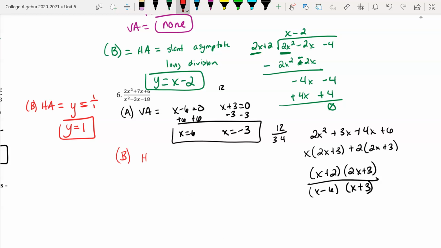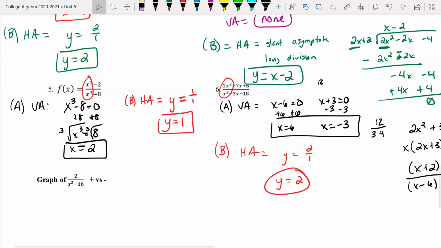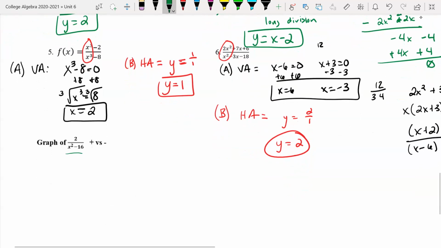So then B, horizontal asymptote, again, you just base it off the degrees. Well, they're the same. So I would do 2 divided by 1, which would be 2. Again, it's just based off the highest exponents. Now, you do see this on here, and this is something they're going to have you graph.